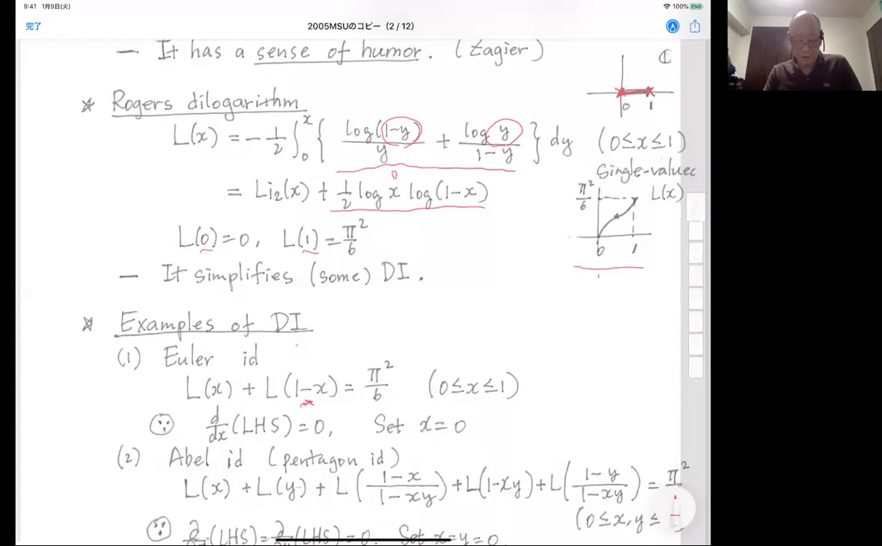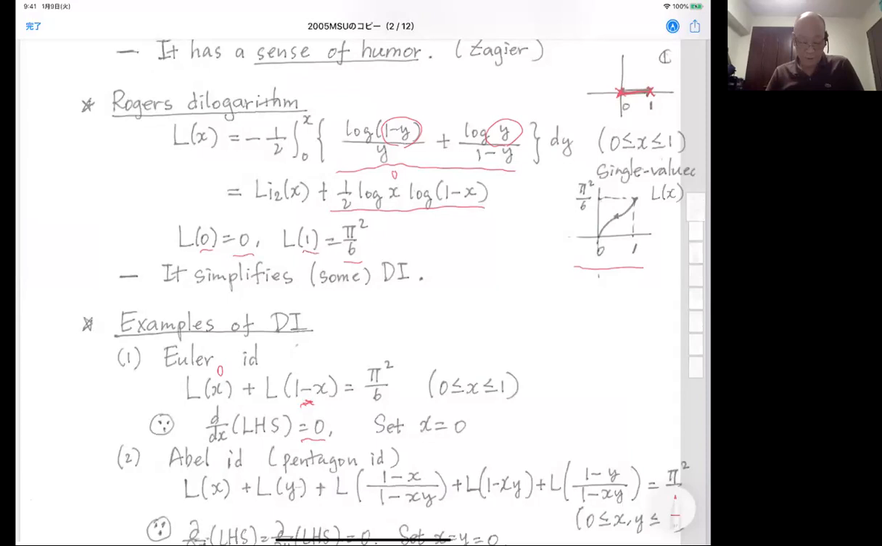And to know the value, you just set x equals zero, and the first term is zero. And the second term is pi squared over six. So this constant value is pi squared over six. So this is a proof of this Euler identity.